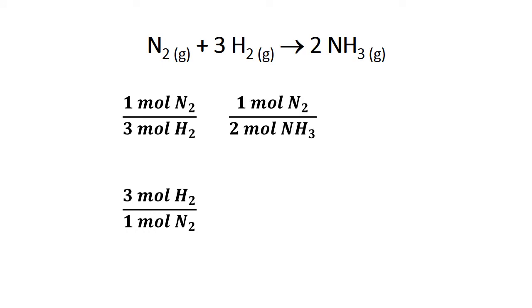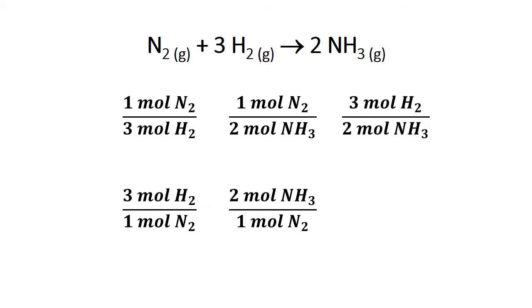You can also say that we have 1 mole of nitrogen to 2 moles of ammonia, or 2 moles of ammonia to 1 mole of nitrogen. 3 moles of hydrogen to 2 moles of ammonia, or 2 moles of ammonia to 3 moles of hydrogen. So these are the conversion factors that we can develop from this one equation.